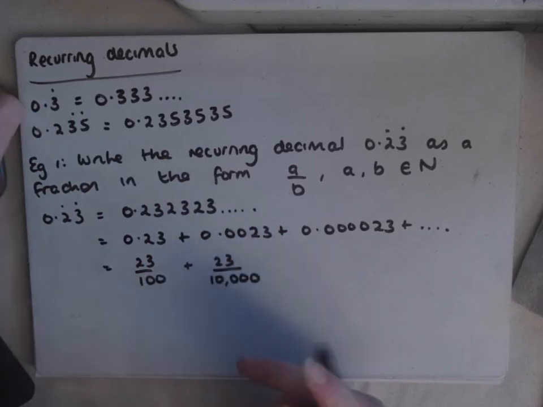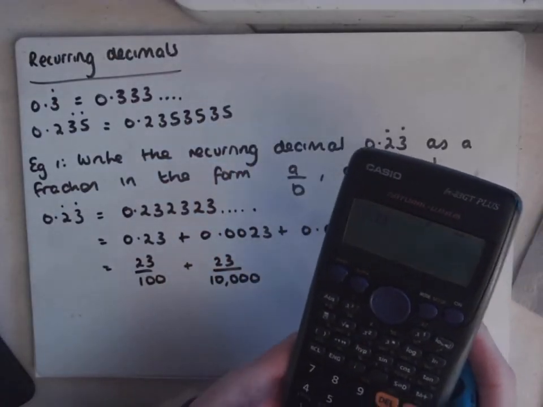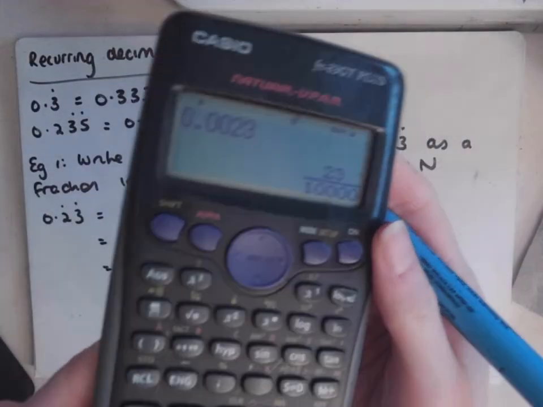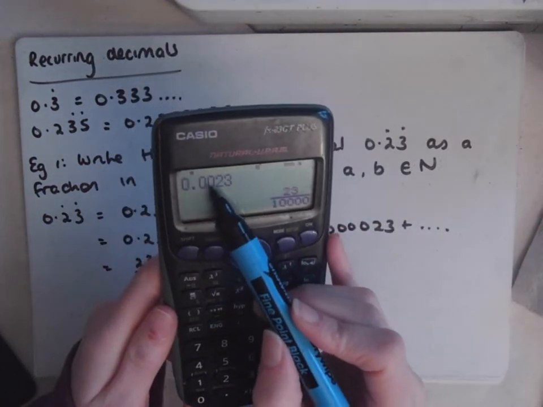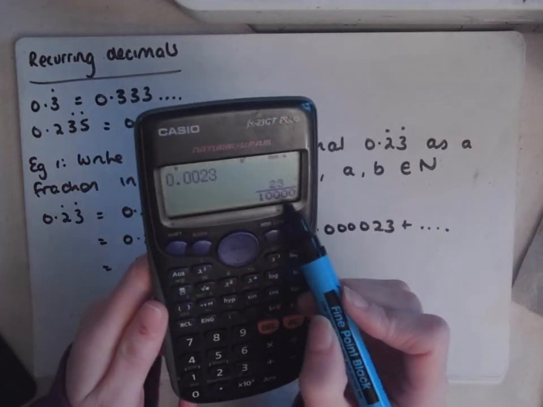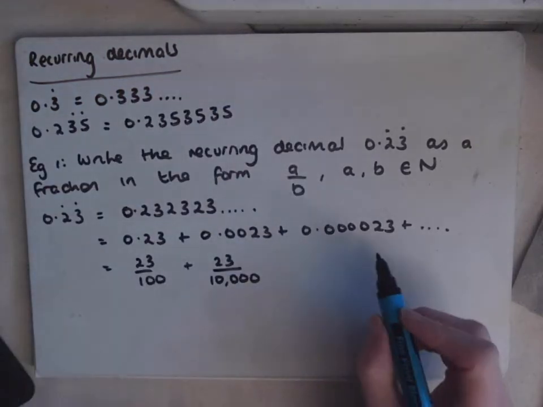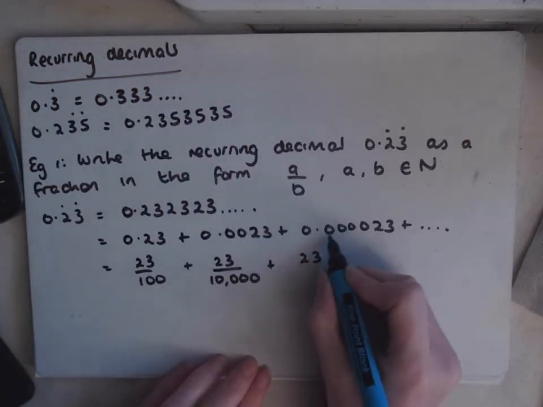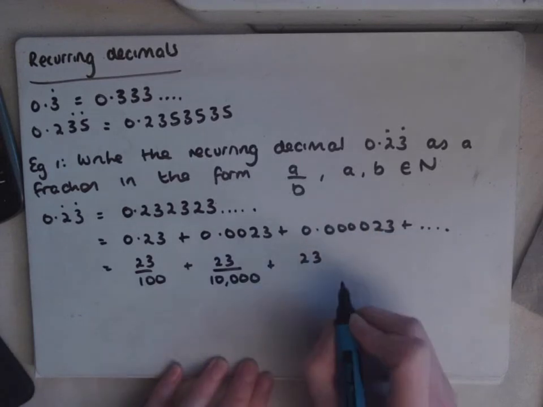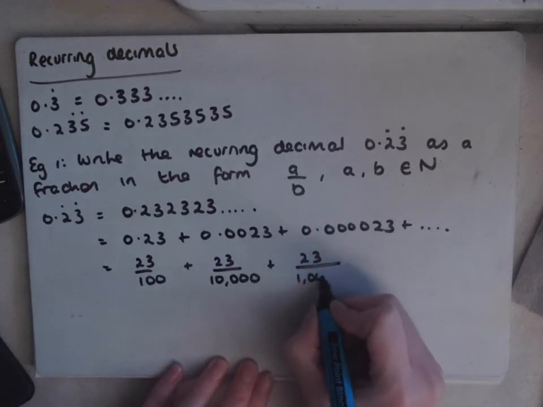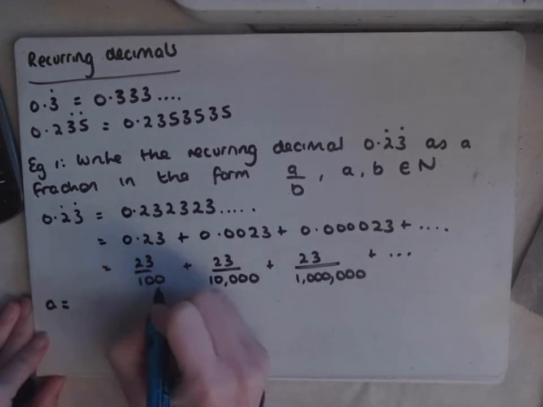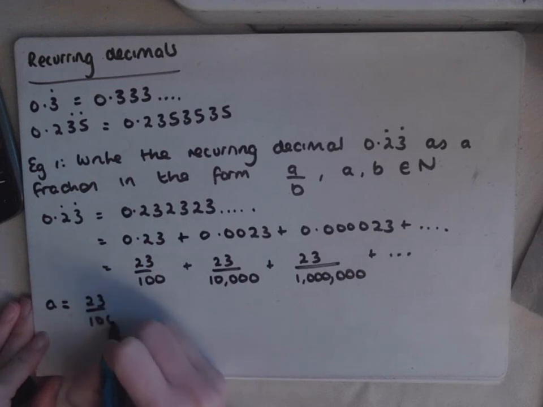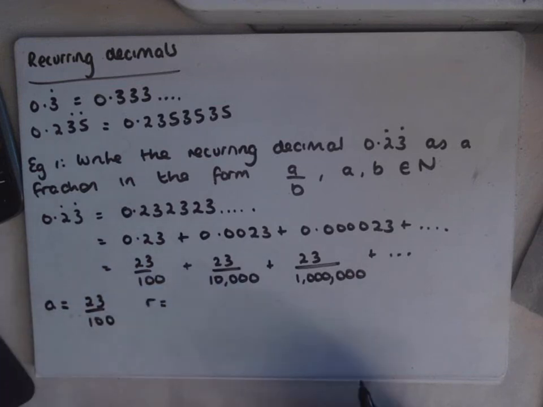If you're not sure, you're just going to go straight to your calculator. 0.0023 is 23 over 10,000. Or you've got 4 places after the decimal, that means 4 zeros underneath. In this one here, we've got 1, 2, 3, 4, 5, 6 places after the decimal, so that's 1,000,000, 6 zeros, and so on. So from that we can see a is 23 over 100, our first term.